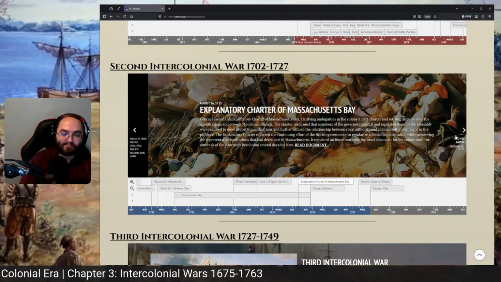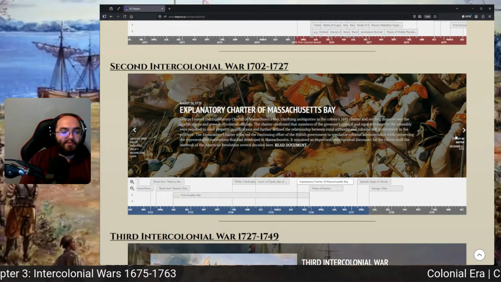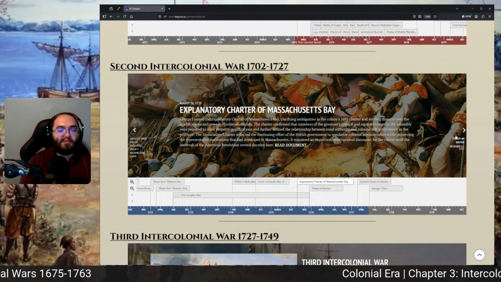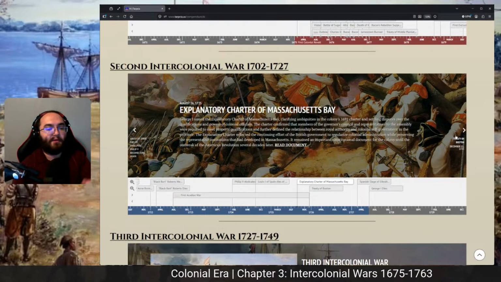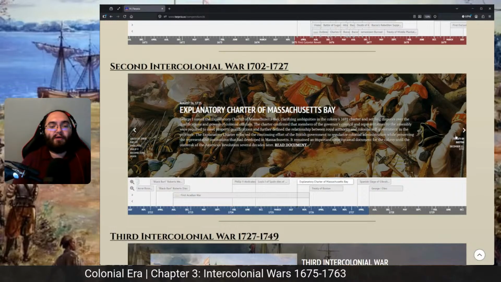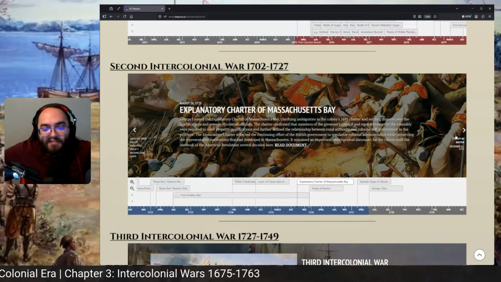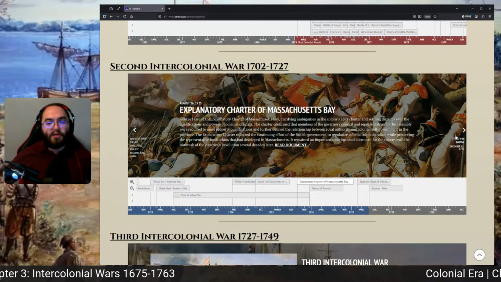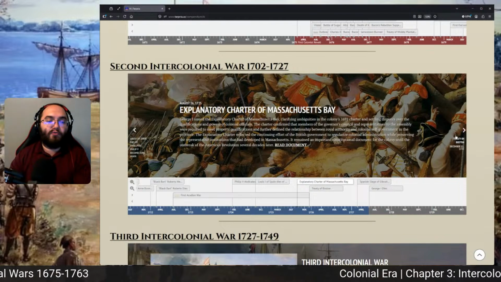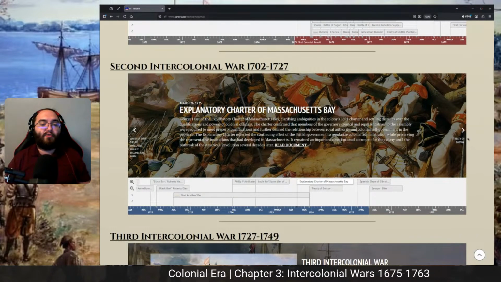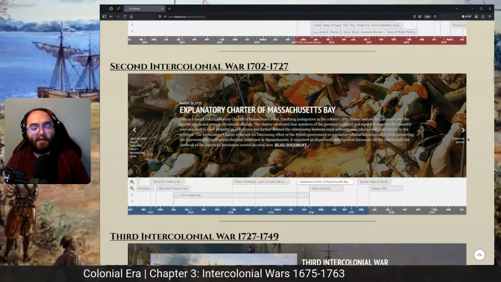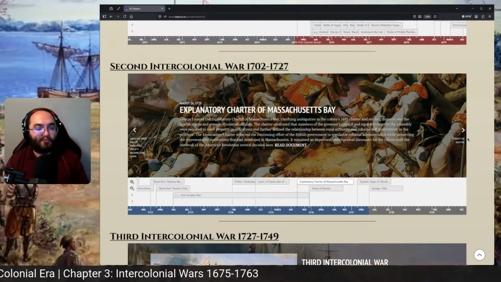So that happens. And then you have the Explanatory Charter of Massachusetts Bay. George I issued the Explanatory Charter of Massachusetts Bay, clarifying ambiguities in the colony's 1691 charter and settling disputes over the qualifications and powers of colonial officials. So again, you have the king and parliament getting involved in colonial affairs.